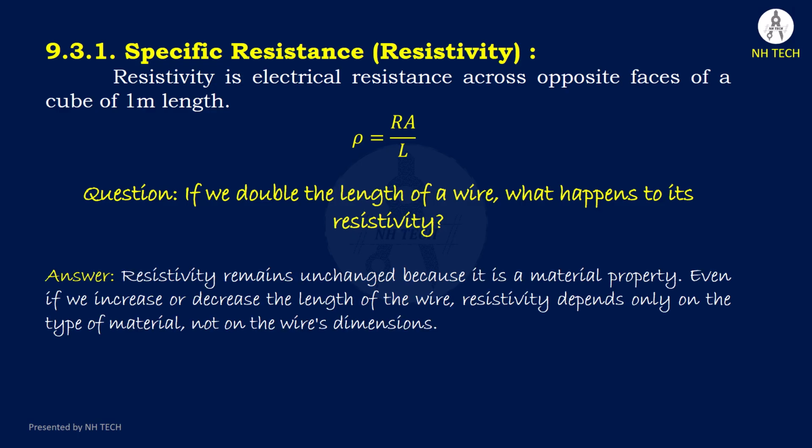The answer is that resistivity remains unchanged because it is a property of the material itself. Changing the length or dimensions of the wire does not affect resistivity. It depends only on the type of material used.